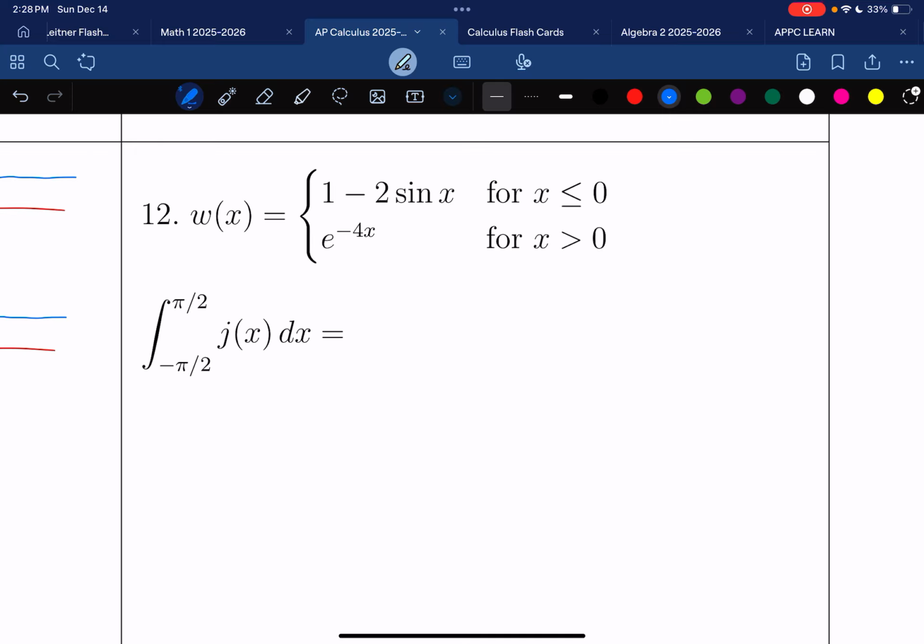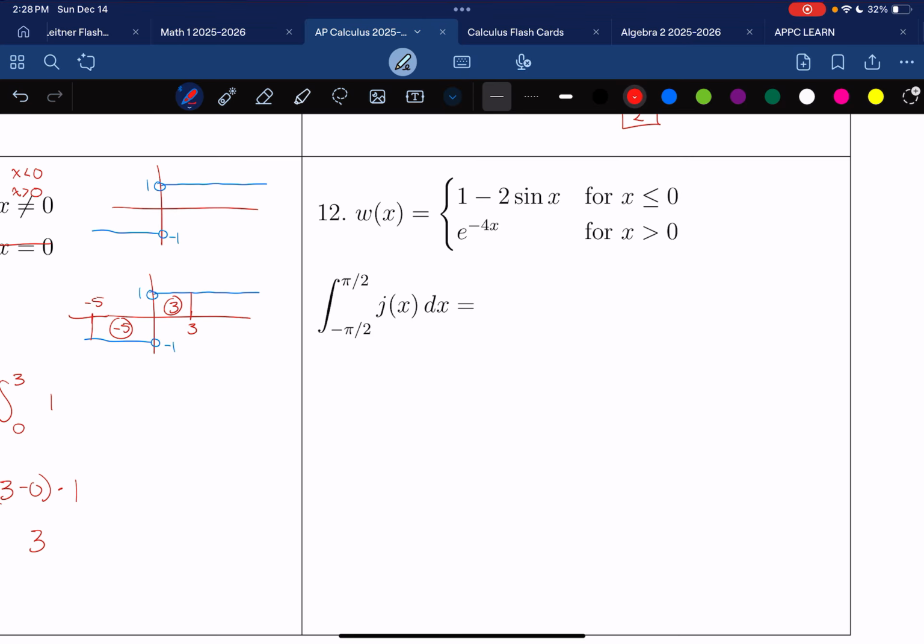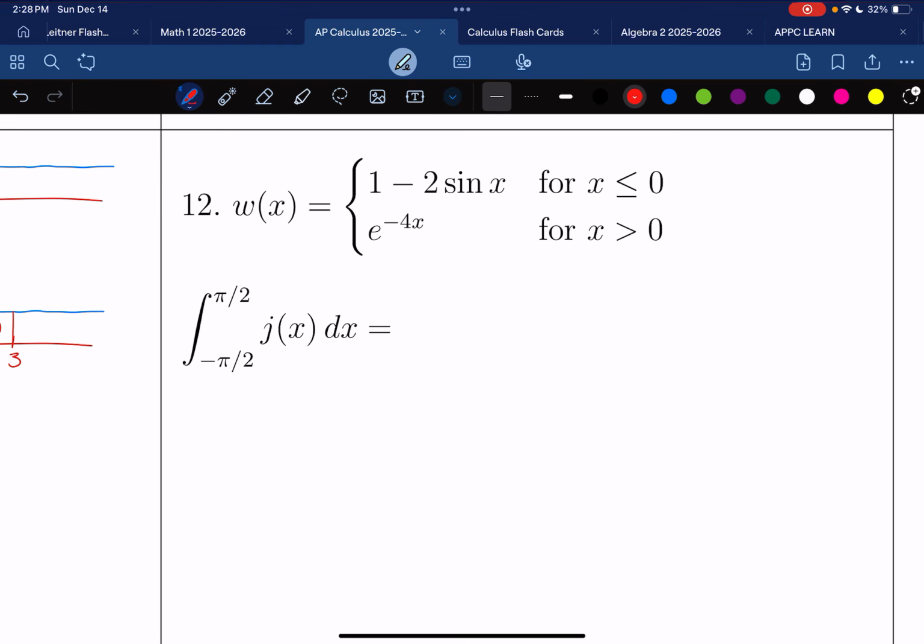Lots of good notes. Okay, number 12. Holy moly, this thing looks intense. It's our last question. I was like, I don't know if I can do another one after this. This looks hard. All right, so, oh my God, from -pi/2 to pi/2. All right, let's just go forward and see what happens.